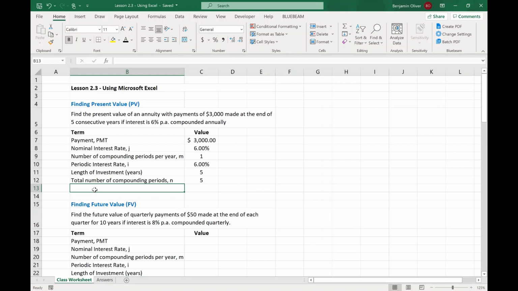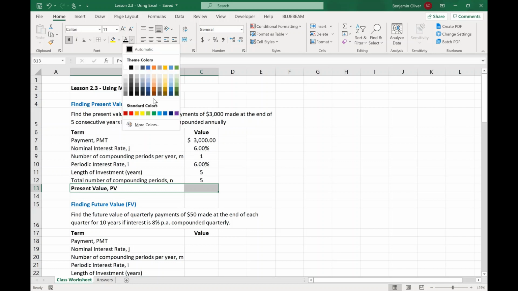Now we are at the last piece of the puzzle. We have all of our variables. We just need to calculate our present value. So this is going to be our present value, comma PV. Again, always stating what each value is. And for this one, I'm actually going to take this a step further. See, this was bolded automatically, but I want to show you that it's an output. So I'm going to highlight these cells, and I'm going to change the text to green. Green for money.